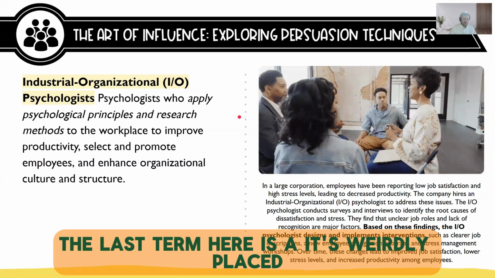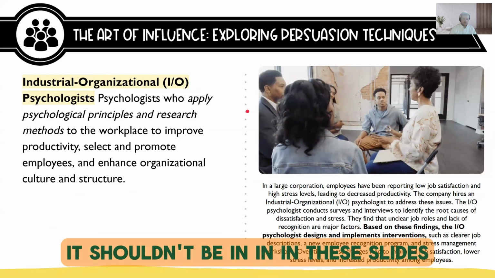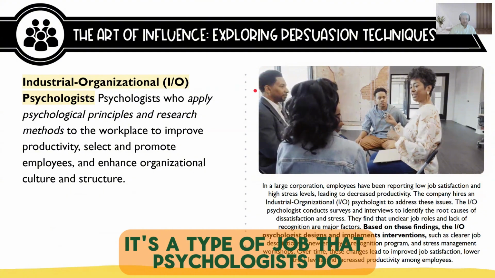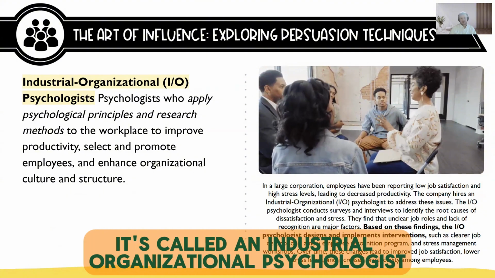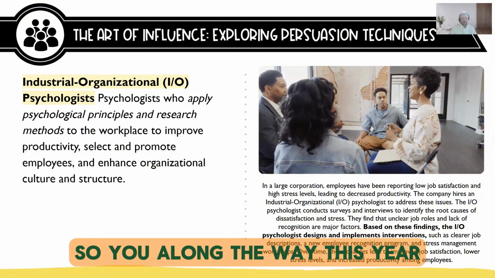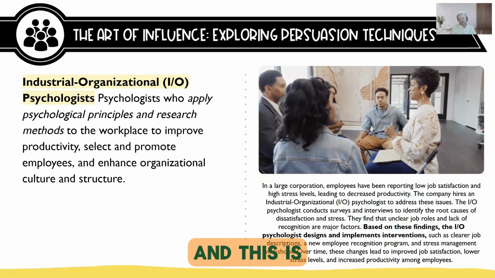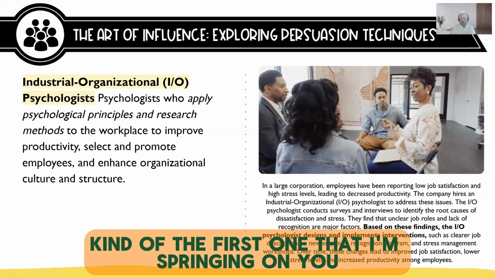The last term here is weirdly placed. It shouldn't be in these slides, but here it is. It's a type of job that psychologists do. It's called an industrial organizational psychologist. So along the way this year, you have to learn all the jobs of different psychologists, and this is kind of the first one that I'm springing on you.